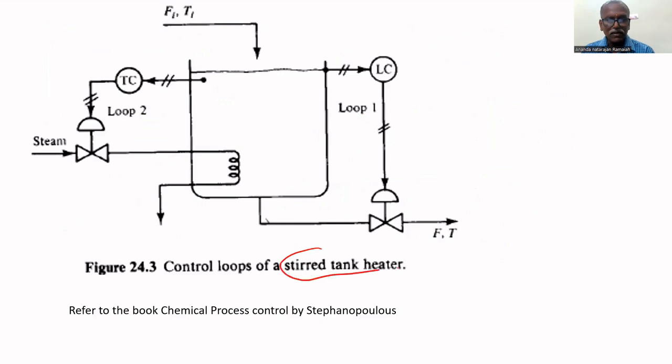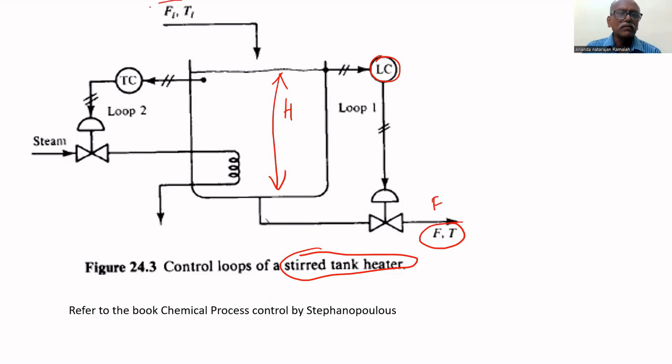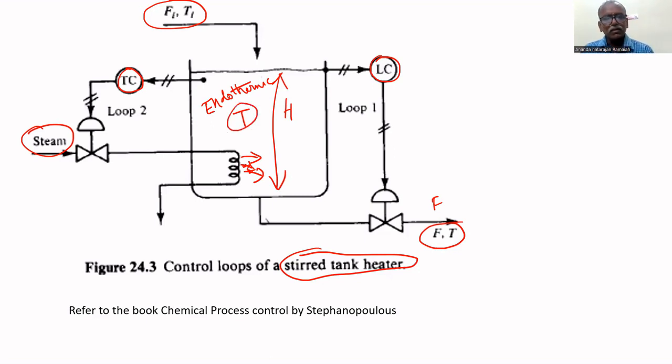Another example for interaction: consider the closed loop of a stirred tank heater. Here in this heater, two variables have to be controlled. One is the level. For that, a level controller regulates the outflow rate, F. The feed inflow rate is Fi and the feed inlet temperature is Ti. The temperature inside the process is T. To control this T, since it is an endothermic process, heat will be supplied by the steam.